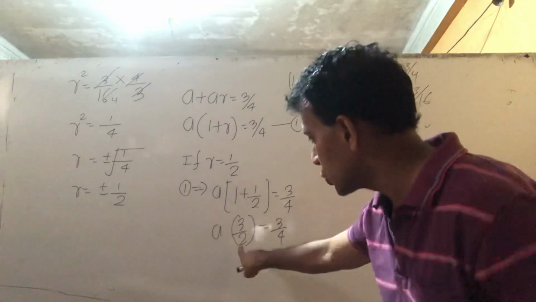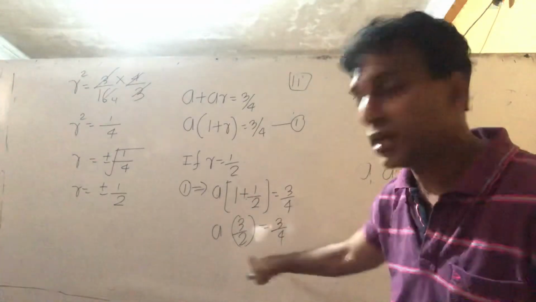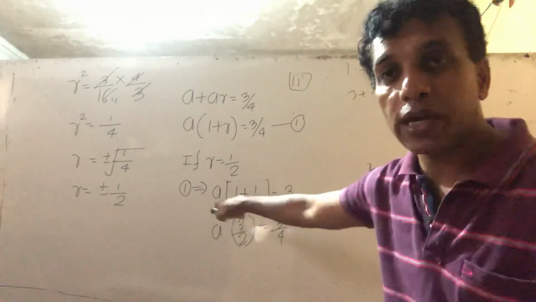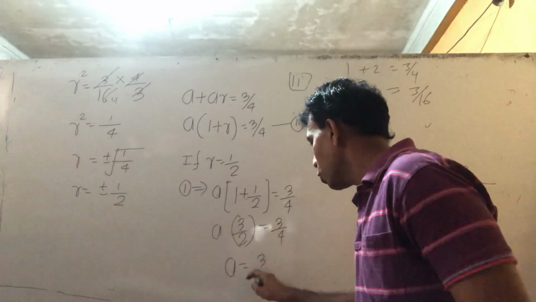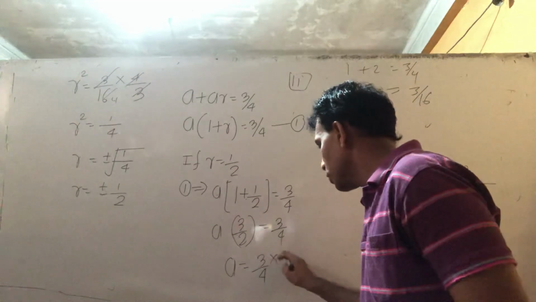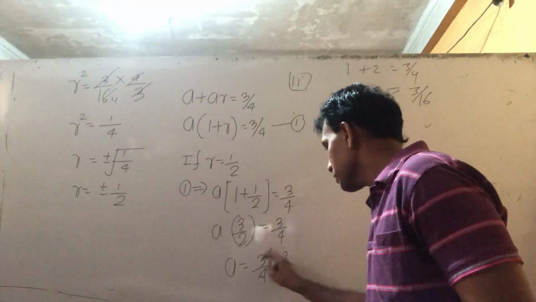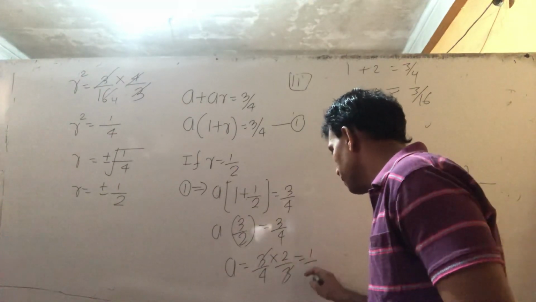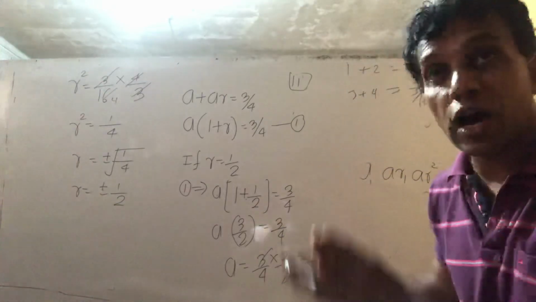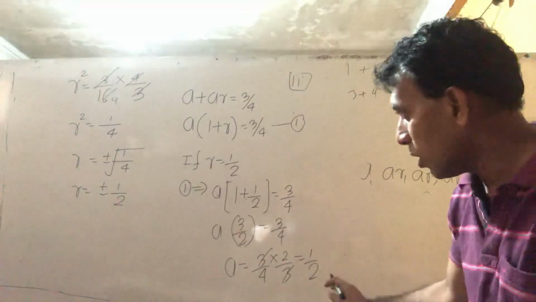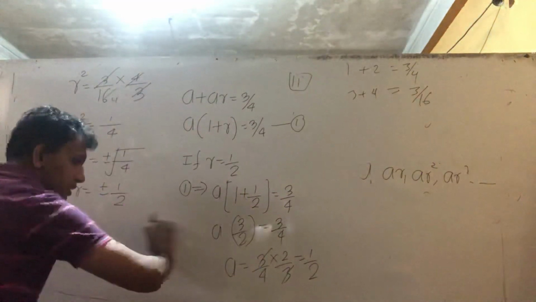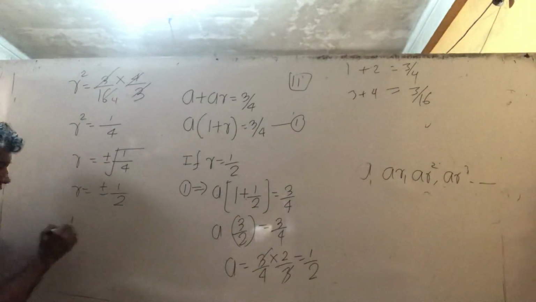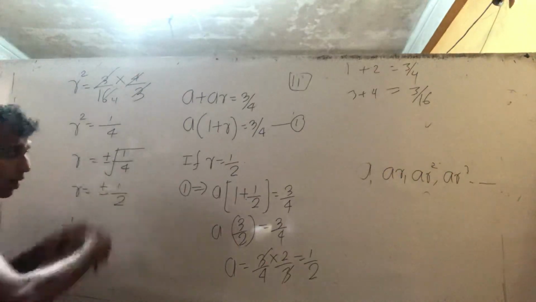Now solve these two: multiply by 3, divide. We are dividing by 3 over 2, multiply by 2 over 3. So A equals 3 over 4 multiplied by 2 over 3, which is half. A is half when R is also half. A is half, R is also half. And now complete the series. Write the series: A is half, multiplied by half, R also half.